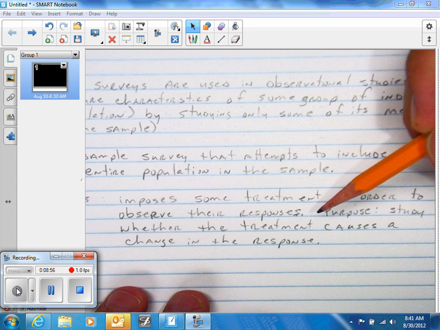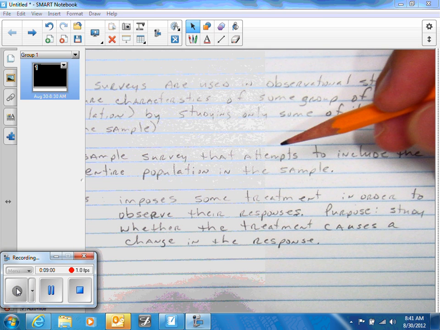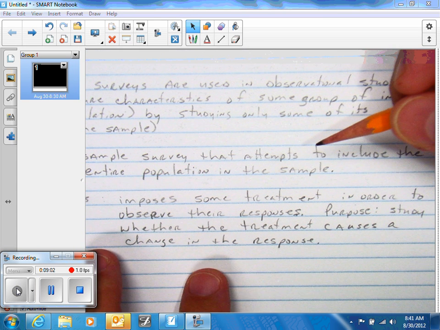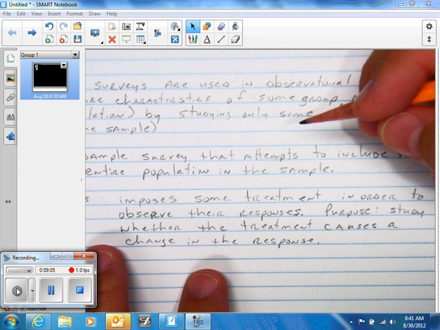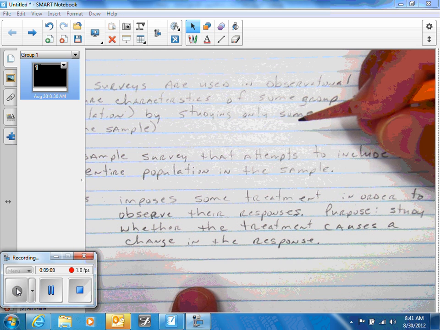And that is the end of your notes for chapter 1.1. When you come to class, we will go ahead and go over the questions in 1.1, followed up by chapter 1.2.